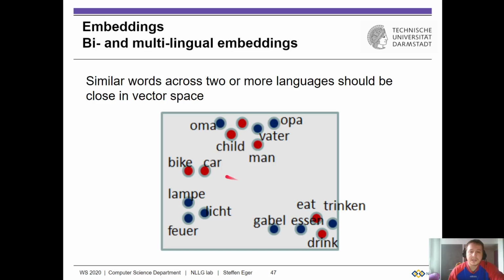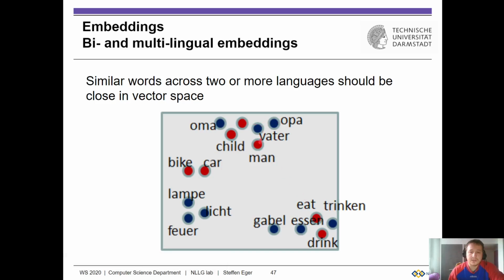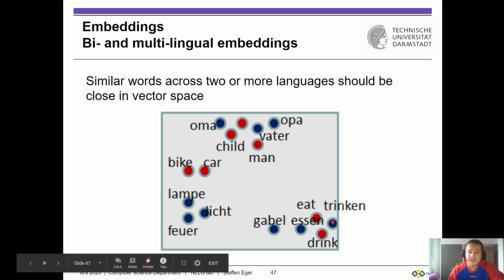And you can see this from the fact that not only are similar words within each of those two languages, such as child and man, bike and car, eat and drink, close to each other, but also across different languages. So you have man and Vater close, even though they are from different languages. Trinken and drink are also close in the vector space.